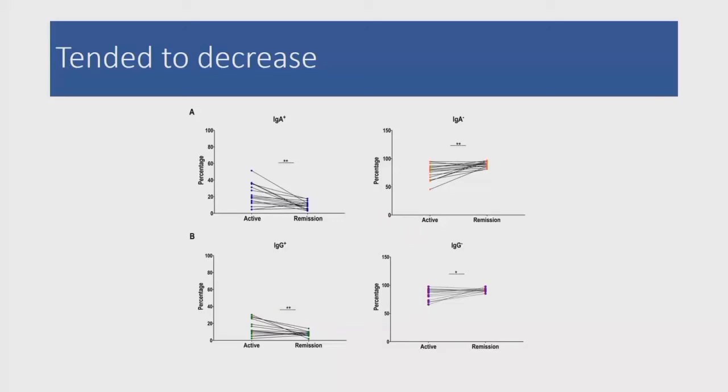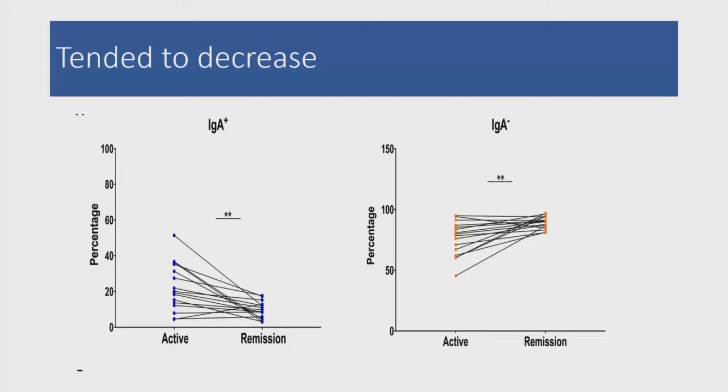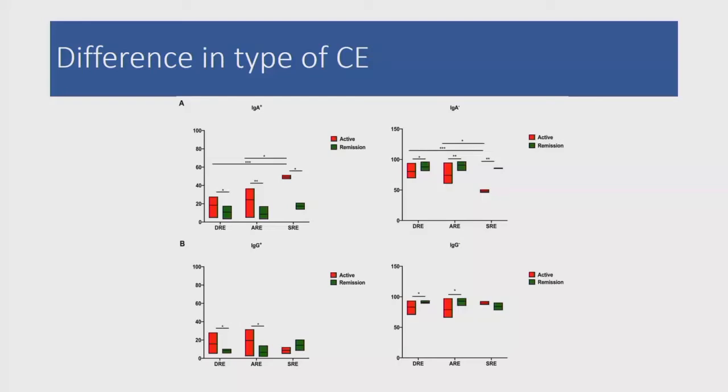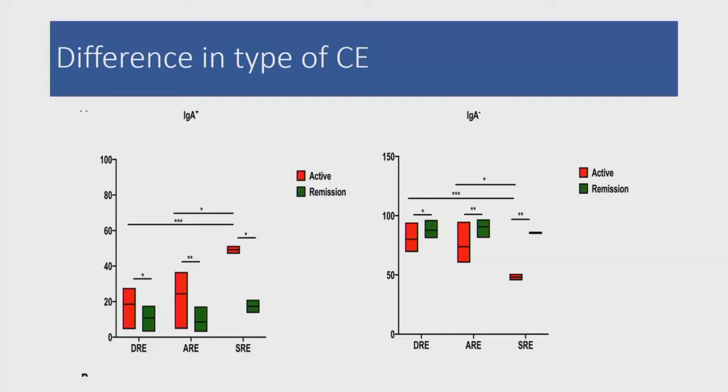So when we look at this track with these individual animals, and I'll just break this down, we can see that most animals tended to decrease between active disease and remission with the IgA positive coating, as well as with the IgG coating, but the IgA was the most prominent. We then tried to look at the different types of chronic enteropathy. So the diet responsive, the antibiotic responsive, and the steroid responsive. And what's really quite striking about this is with the steroid responsive, which by definition are the most severely affected dogs, they had the highest percentage of bacteria that were coated with IgA.